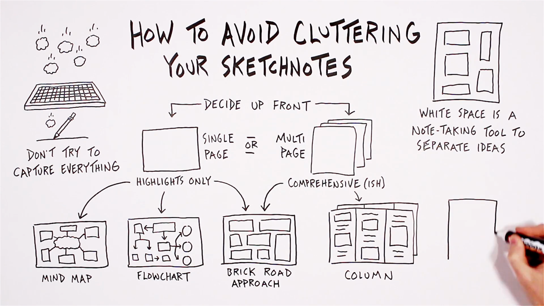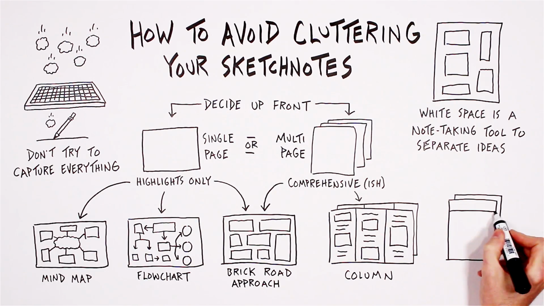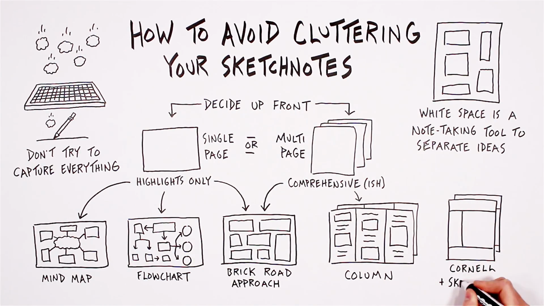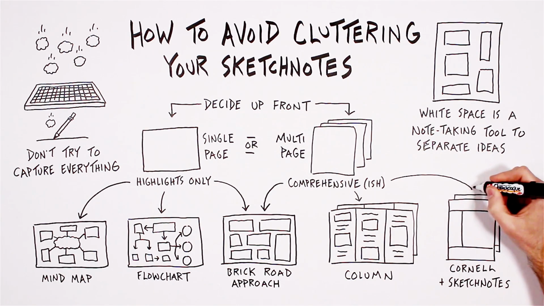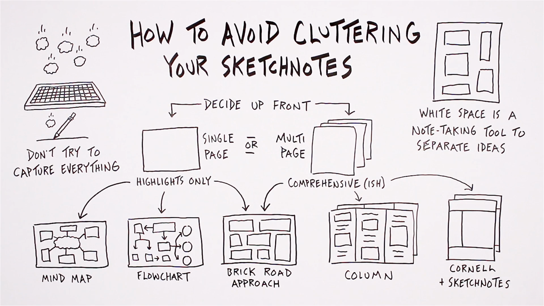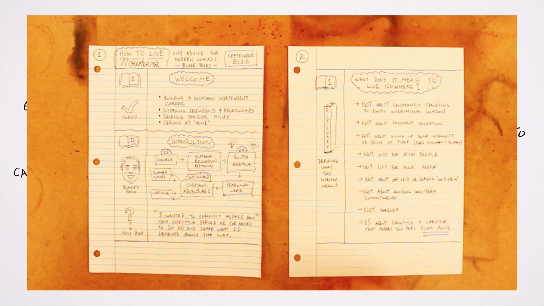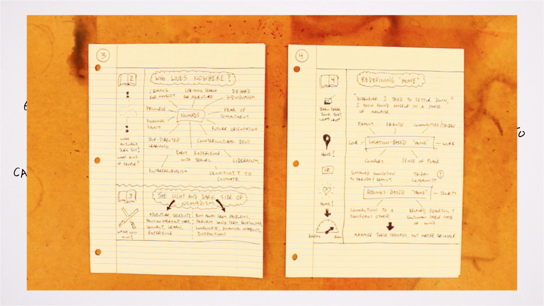And finally, a third approach to multi-page sketchnoting to help you avoid cluttering your sketchnotes is the Cornell method with sketchnotes added in. You might already be familiar with the Cornell structure, and if you'd like to see a deep dive into how you might merge the Cornell method with some sketchnoting techniques, I've got a whole video dedicated to that, outlining what that combination could look like and sharing some notes that I took while digging into a resource from Blake Bowles called How to Live Nowhere, which explores a nomadic or semi-nomadic lifestyle.